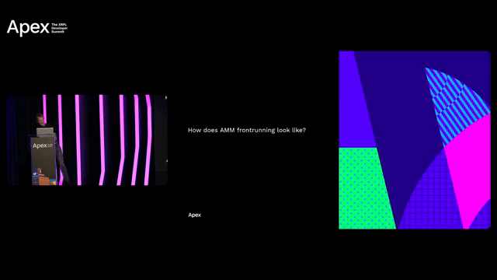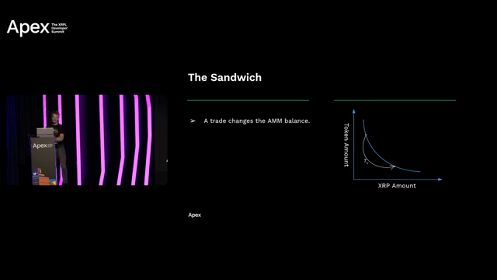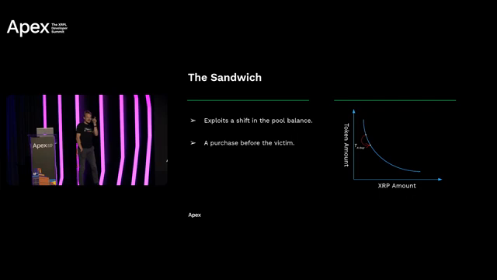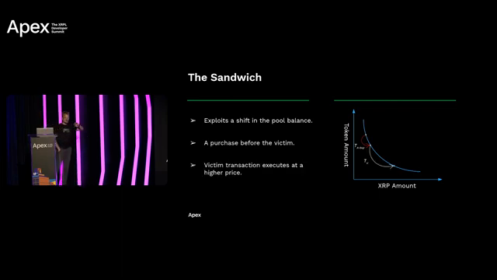Okay, so we know what front-running is. How does it look on the automated market maker? Well, the most popular attack is called the sandwich attack. It relies on the fact that a trade will change the AMM balance. So what the frontrunner does is, before the victim, they place a transaction that buys just a little bit of the token, just enough to consume the victim's slippage tolerance. After the frontrunner transaction, we have the victim, whose transaction increases the price of one token. And then after the victim, the frontrunner sells their tokens for a profit.